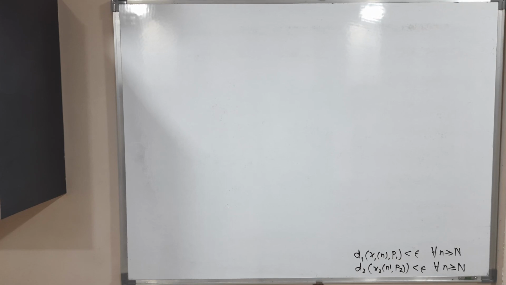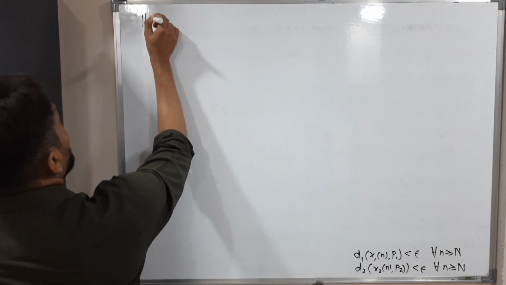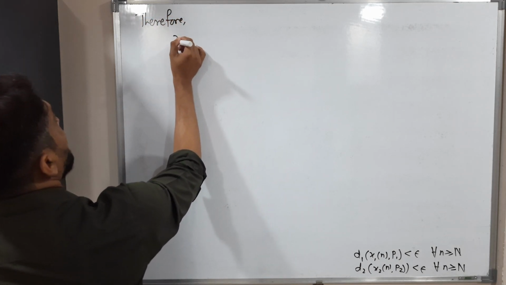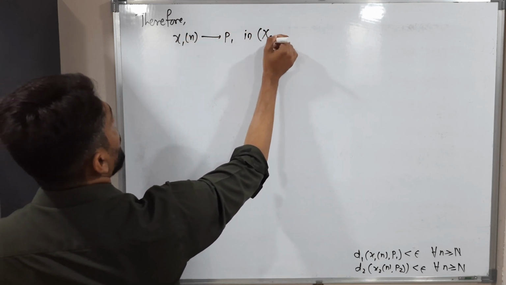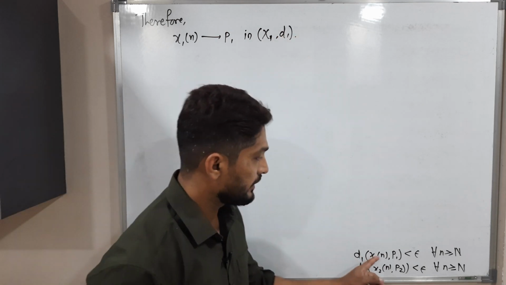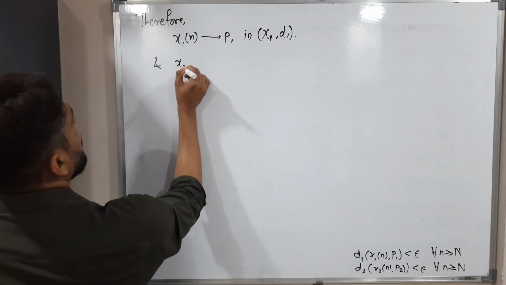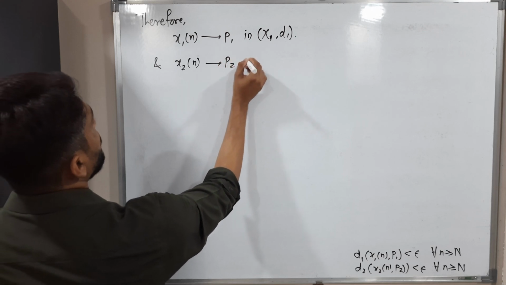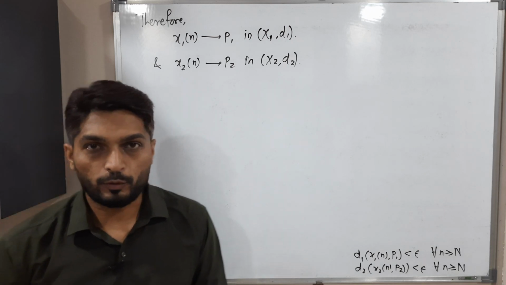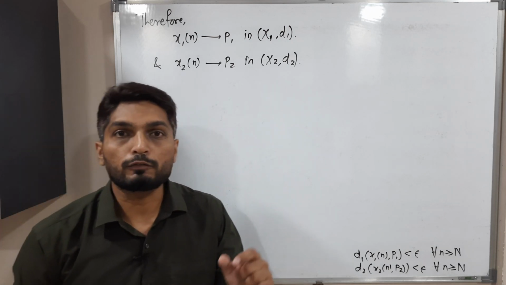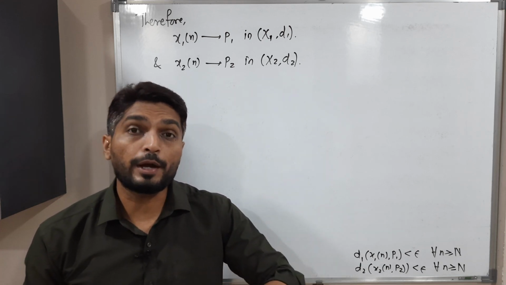So let us continue. This is the definition of a convergent sequence, so I can write that x1n converges to p1 in x1 d1, and x2n by the definition of a convergent sequence converges to p2 in x2 d2. So in this way we have completed the first part. We had assumed that the sequence xn converges to p1 comma p2, and we proved that component-wise the sequences are converging. So now we have to prove the converse part.